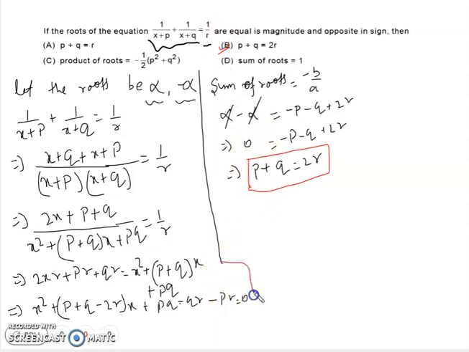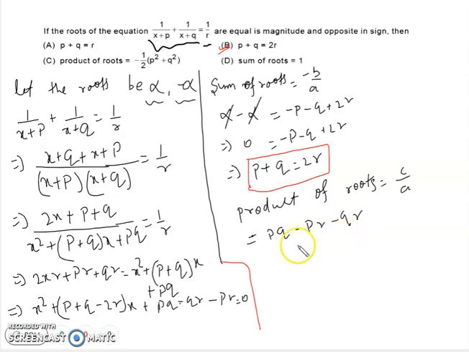And now we are going to solve using another property: product of roots, guys. Product of roots is equal to c by a, right? And the value of c is pq minus pr minus qr, right? And the value of a is 1, so you can write the same thing, pq minus pr minus qr.